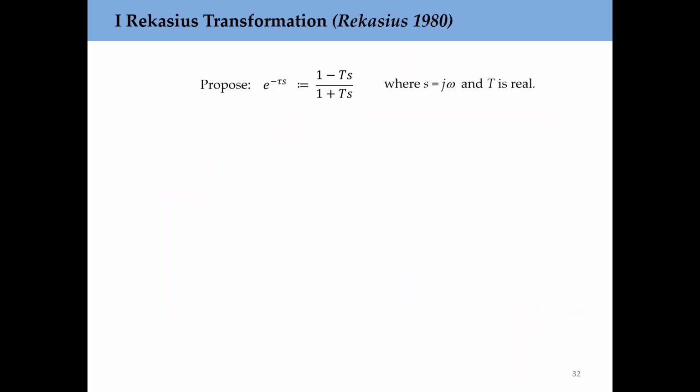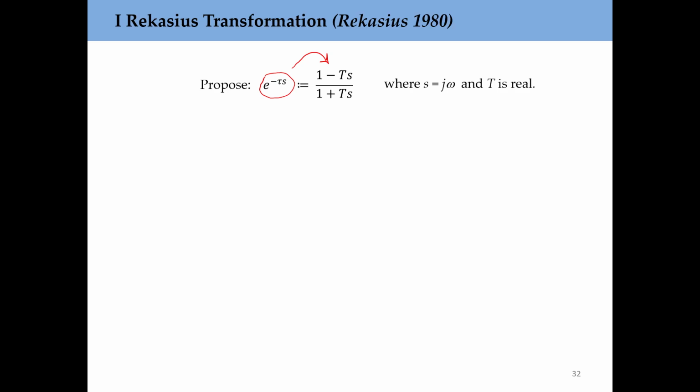All right, let's move on. Now I'd like to discuss a really interesting transformation called the Rekasius transformation, attributed to Rekasius, who proposed it to investigate the stability of a time delay system. Let's take a look at how this transformation works and where we go from here. The proposition is that whenever you see an exponential function in the characteristic equation, you can replace it with this right-hand side term.